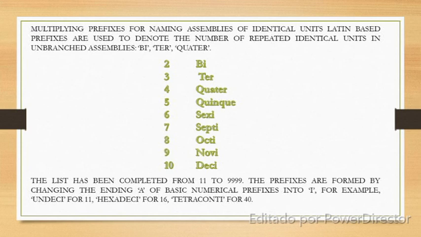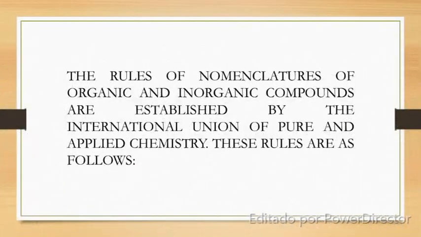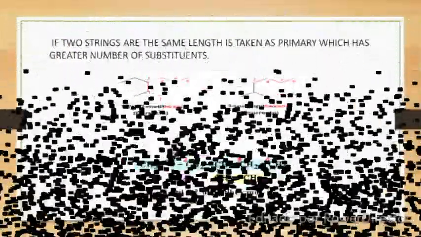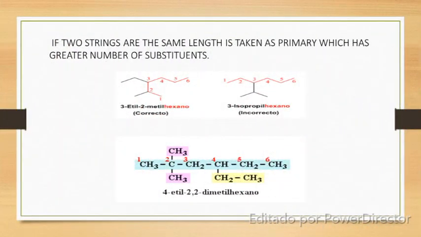For example, tetraconta is 40. The rules of nomenclature of organic and inorganic compounds are established by the International Union of Pure and Applied Chemistry. These rules are as follows. Choose as main chain the one of greater length. If two chains are the same length, the one taken as primary is the one which has the greater number of substituents.